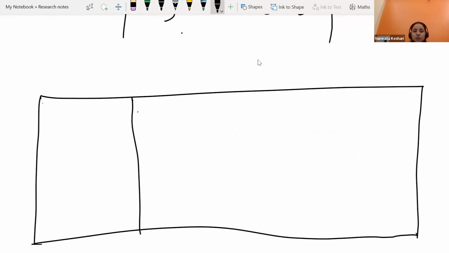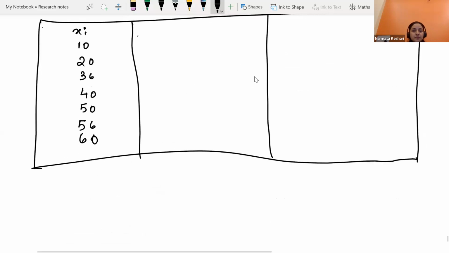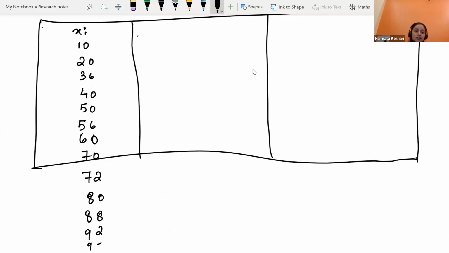I will not scroll up again and again, so I am writing the data here only from the question. We are having 10, 20, 36, 40, 50, 56, 60, 70, 72, 80, 88, 92, and 95. So these are the marks of 30 students.